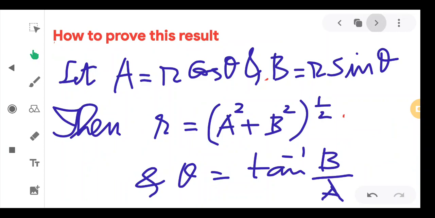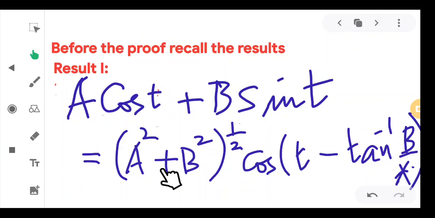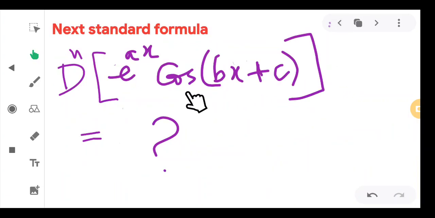For deriving that, we will be proving this result, which helps you to sum up this value in terms of cos with a number. A and b are numbers, so this is purely a number. Whole raised to half means it is the square root of a square plus b square, into cos of t minus tan inverse b by a, where a and b are given numbers. A comes along with cos t and b comes along with sin t, and if we have this sum, it can be simplified like this. That's a very important result which we will be applying while finding the nth derivative of this product.